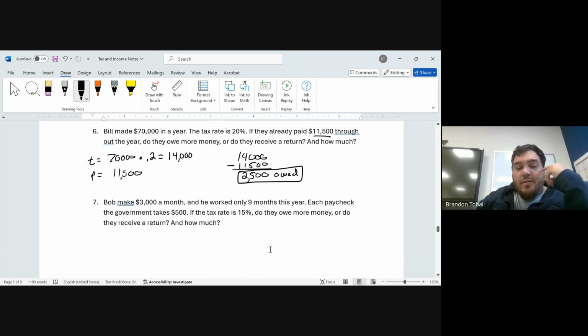And number 7, Bob makes $3,000 a month, but only works 9 months a year. Each paycheck they take out 15%, $500. His tax rate is 15%. How much does he owe, or does he get a return? So this one, we have to do a little work. We have to calculate how much money he made this year. So first, it's $3,000 times how many times he got paid. He got paid 9 times because he works 9 months of the year. So that means in total, he made $27,000.